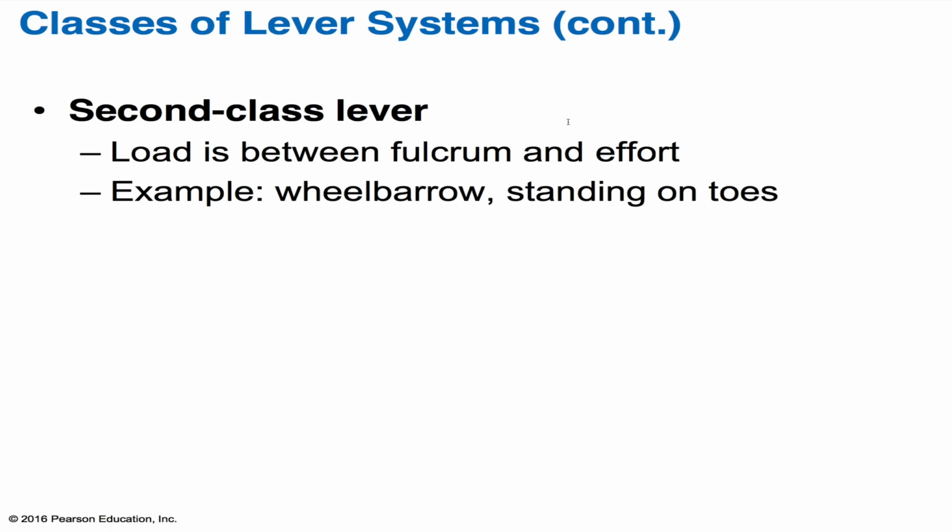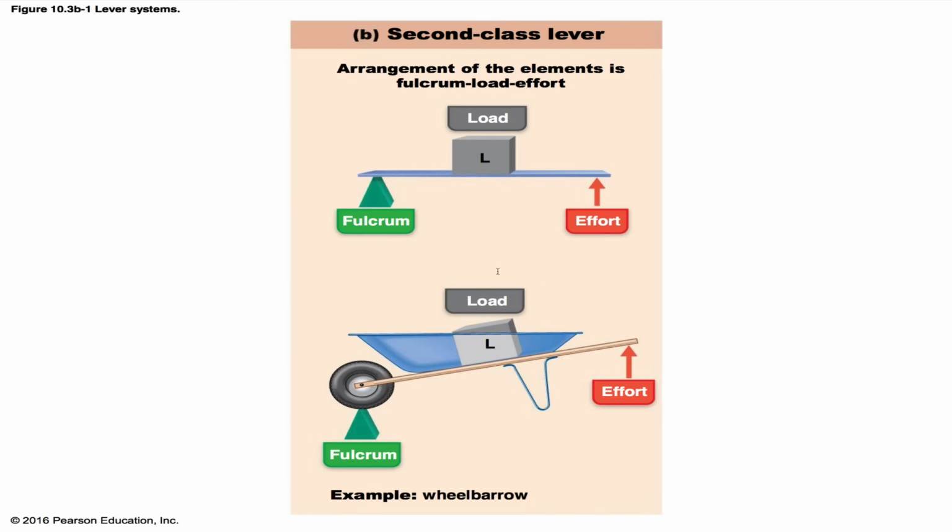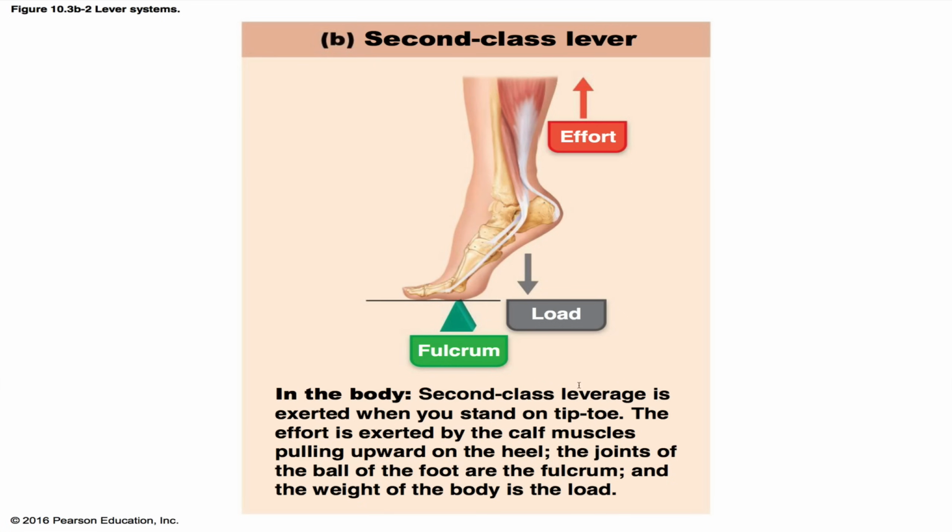While second-class levers are known to be levers of strength, their speed and range of motion are sacrificed in order to get that strength. This illustration demonstrates the load being between the fulcrum and the effort. When you look at the wheelbarrow, the fulcrum is the wheel, the effort is where you're lifting up the arms of the wheelbarrow, and the load is the body or cavity of the wheelbarrow where the load is carried. This illustration is also showing you the second-class lever. When we're standing up on our toes, the effort is exerted by your calf muscles, the load is the weight of your body, and the fulcrum is the ball of your foot.